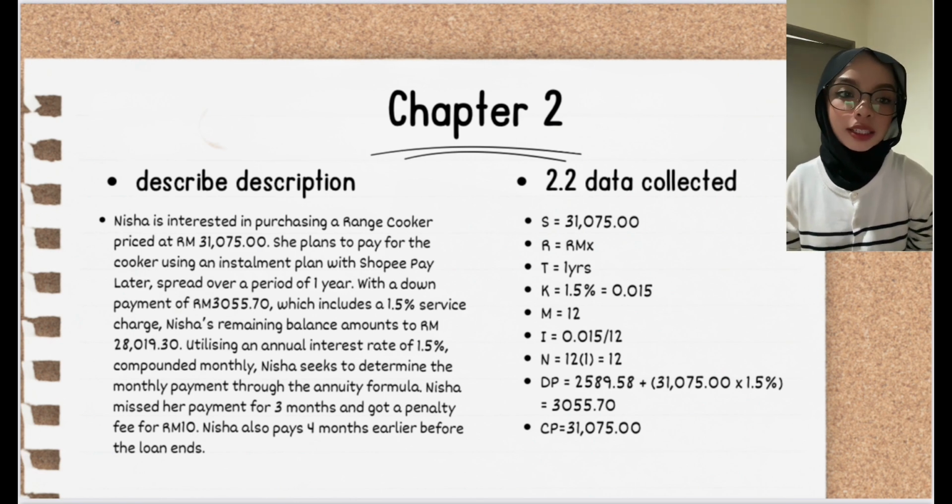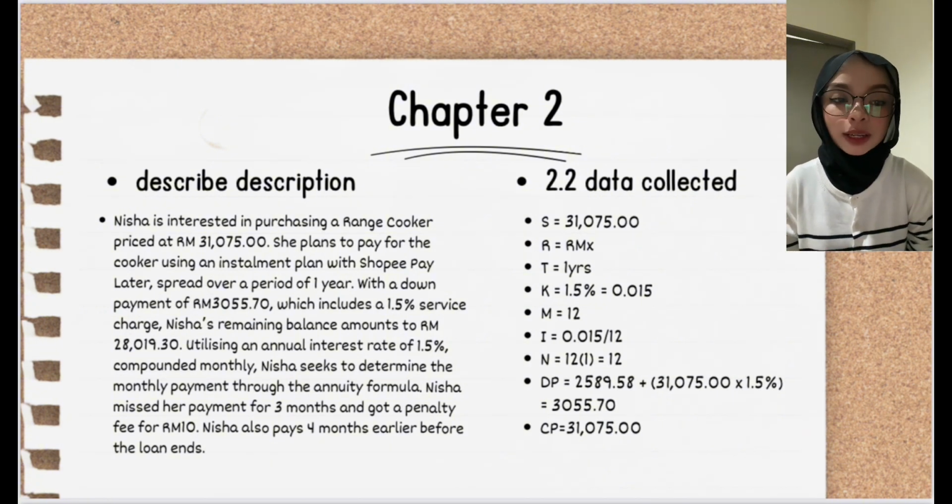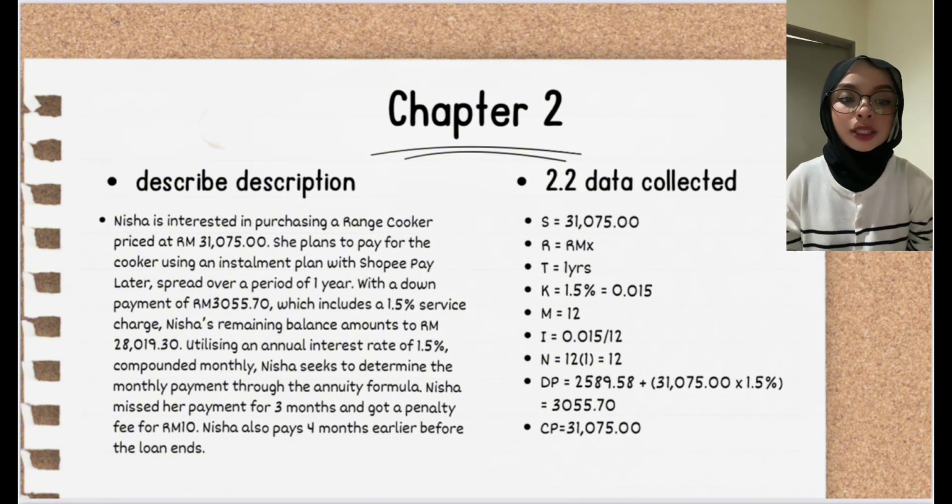So I just collected the data, and I got S equals RM 3,107.5, R equals RMX, T equals 1 year, K equals 1.5% equals 0.015, M equals 12, I equals 0.015 over 12, N equals 12 times 1 equals 12.